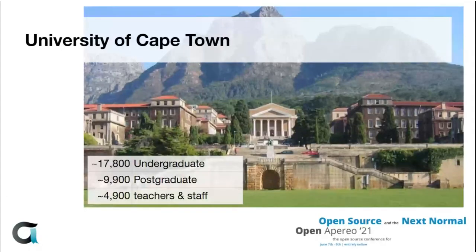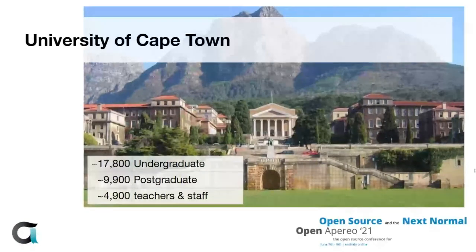So, University of Cape Town, we've got about 17,000 undergraduates, almost 10,000 postgraduates and about 4,000 or 5,000 teachers and staff. They all interact with Sakai as our primary learning management system and Opencast as the lecture recording and video presentation system.